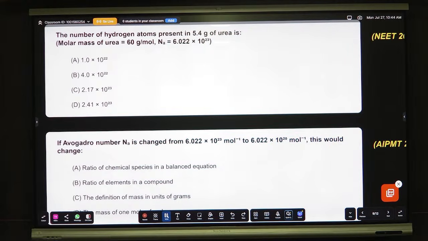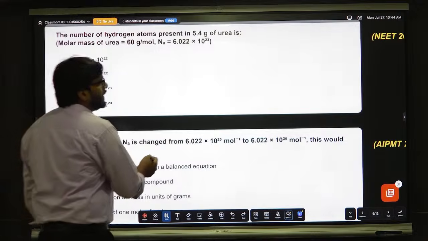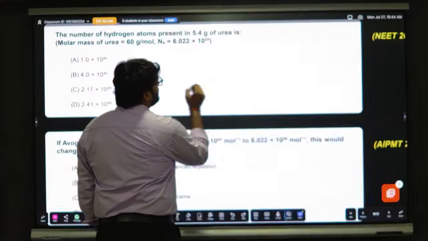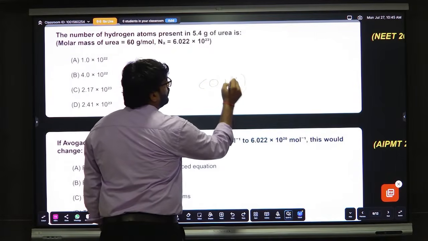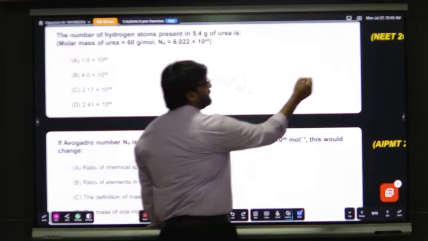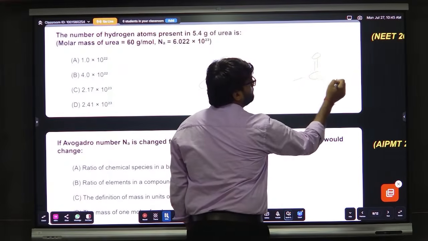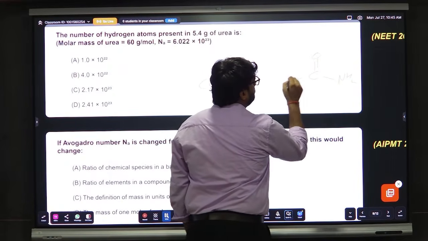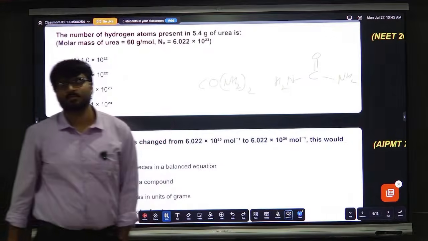Okay, you don't know the formula of urea? Come on, can you tell me the formula of urea? It is CO(NH2)2. Remember it like this. Molecular weight is 60.